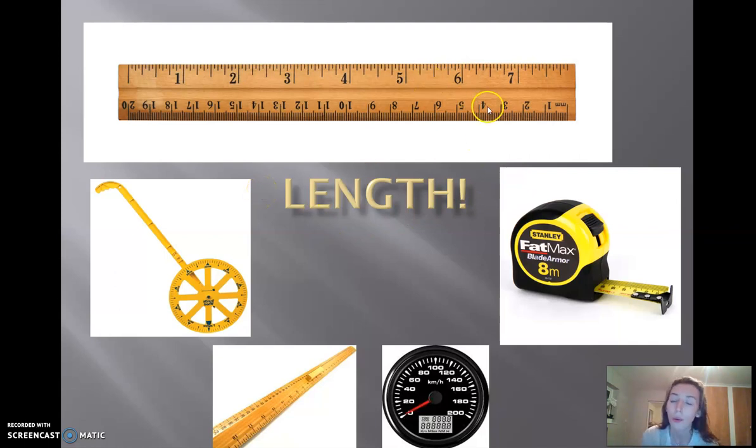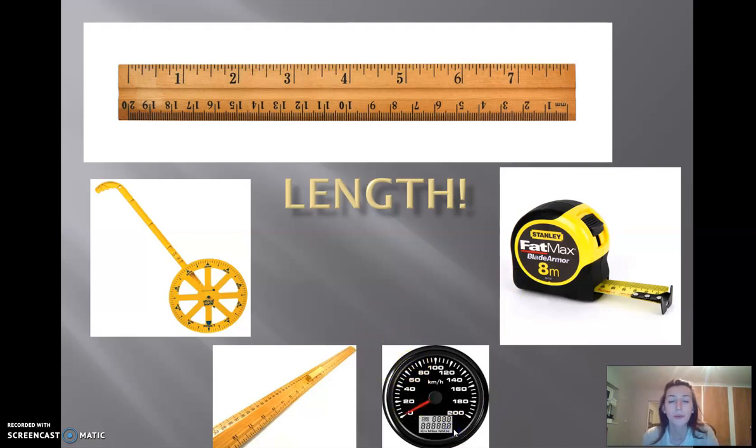Okay, so we have our ruler here, and that measures millimeters, centimeters, and of course inches there on top. We have our trundle wheel that measures our meters. We have a measuring tape, all right, and that does our meters and our centimeters. And we also have a speedometer at the bottom. So you might find these in vehicles, especially in your cars at home, and it records the kilometers you're driving per hour.